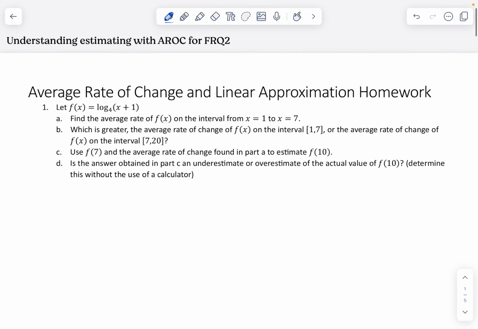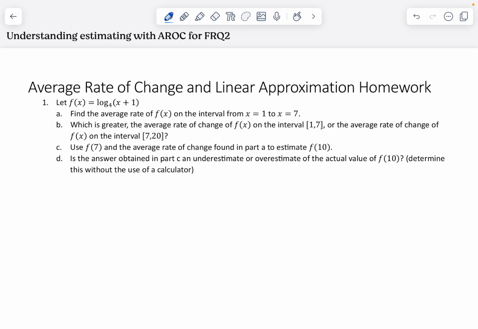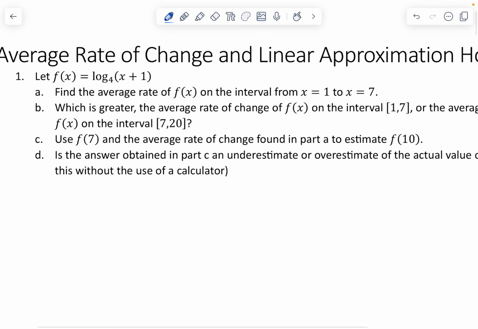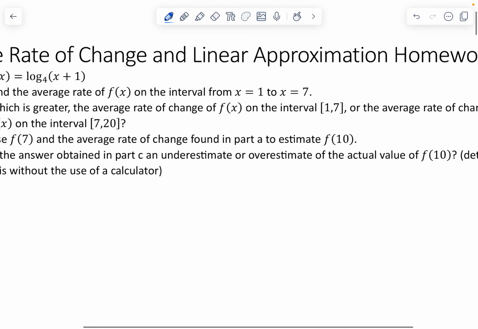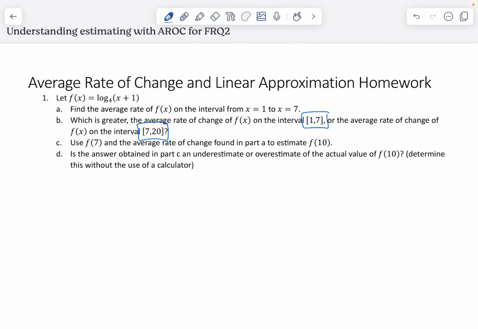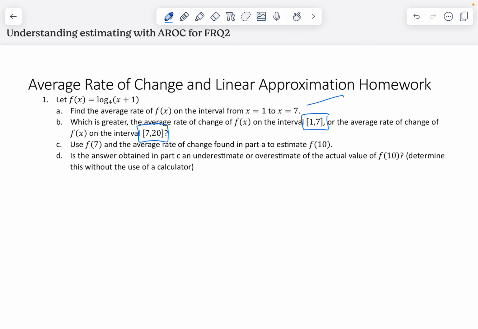So here's a problem. They give us this equation. They ask us to find the average rate of change. That's pretty straightforward. What is greater, the average rate of change on the interval from 1 to 7, or the interval 7 to 20? It's easy enough to find this. I don't really feel like spending time doing that currently.